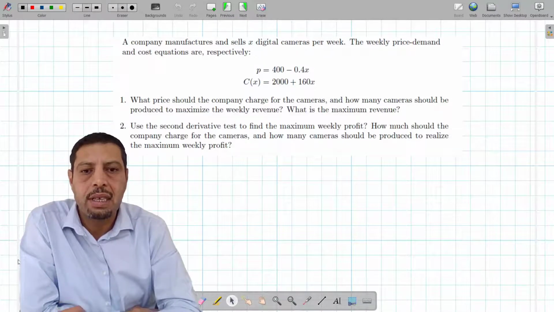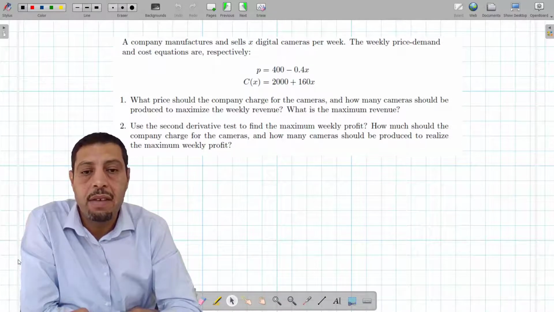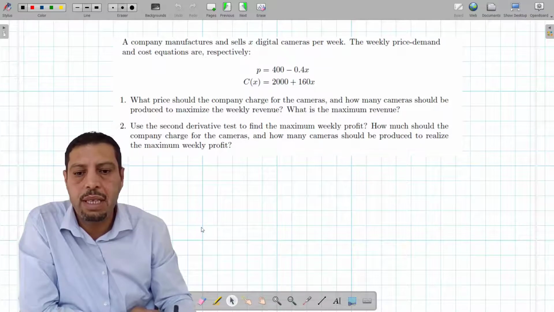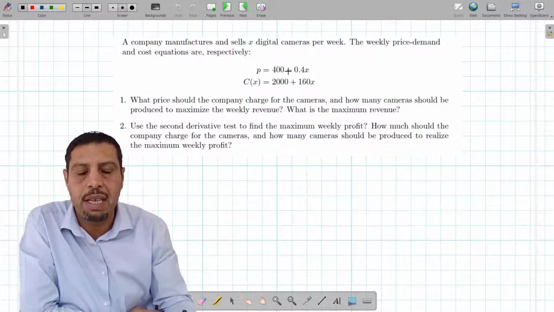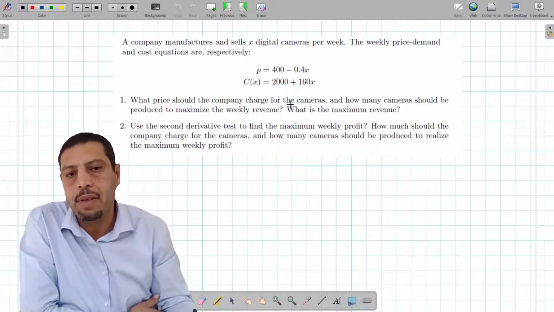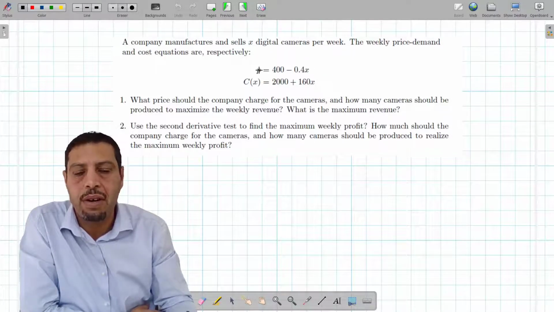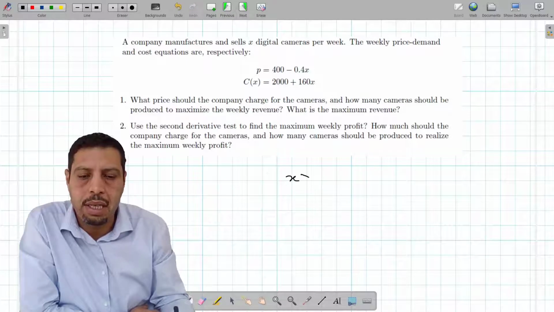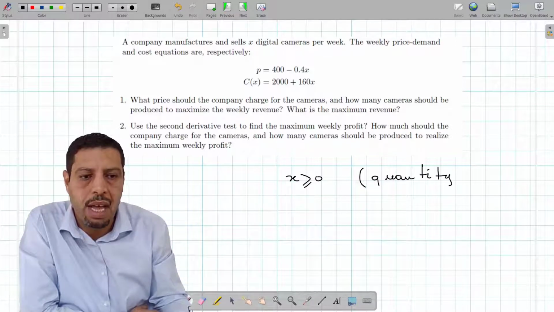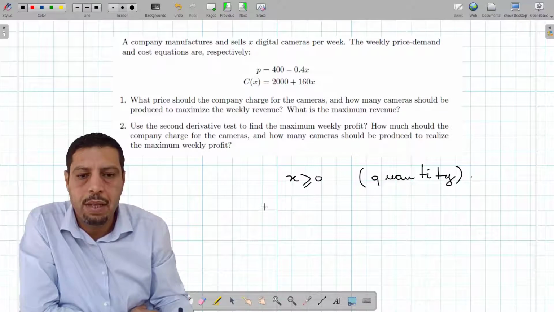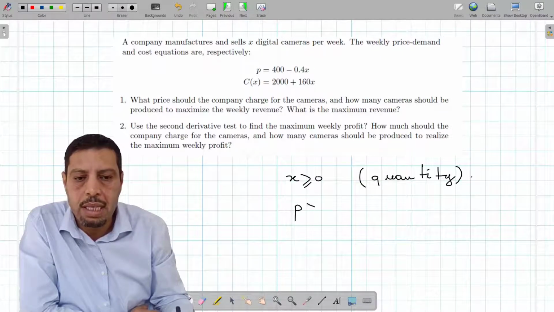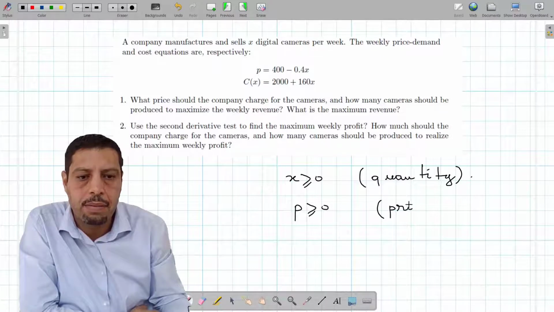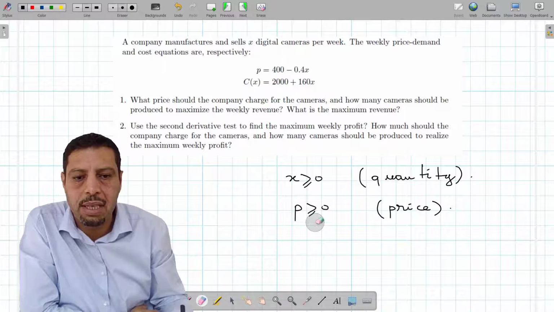Before starting, my recommendation is to find the domain for this problem, because here we didn't specify for which x we have this price-demand equation. So we have to use real-life conditions to find the domain of our price-demand equation. We already know that x is greater than 0 because x represents a quantity. By setting this condition, we have the lower limit of our domain. We also know that P is greater than 0, since it's a price. To be consistent, let's put it strict, because we can't sell something for free.